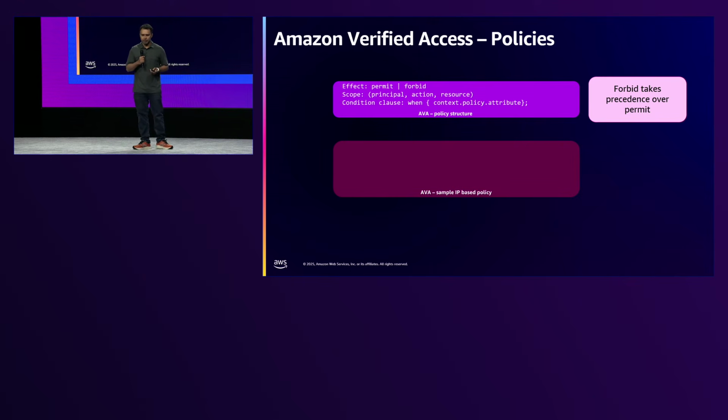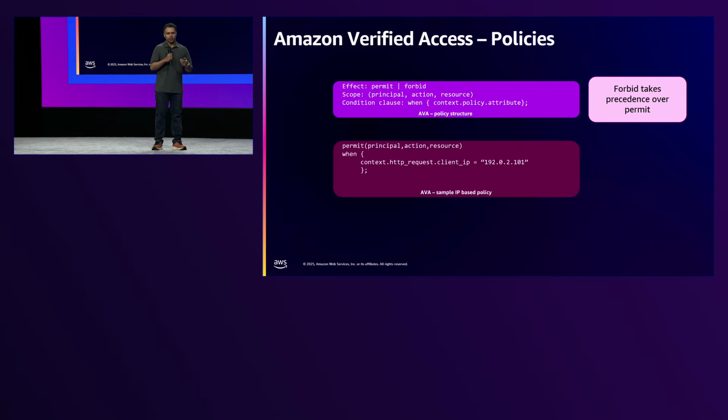Now here's a sample IP-based policy. We're going to start super simple. So here I'm saying permit the user request if the user's IP address is a specific value or a specific range. Now you would use this only if you know that certain clients will deterministically always have a given IP address.